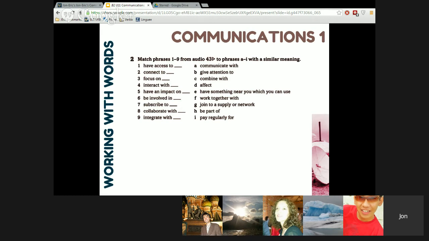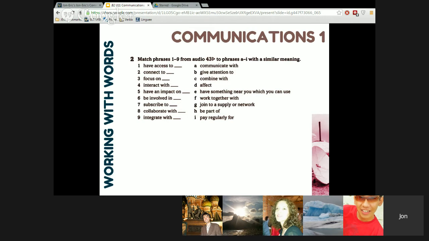And then connect to. Combine with, well, you used that already, so it can't be combine with, because you used that for number 9, integrate. So it can't be used again. Join to a supply or network. That one is join to a supply or network, right? So connect to, join to. Connect to the internet, join to the network. These aren't great definitions, to be honest with you.